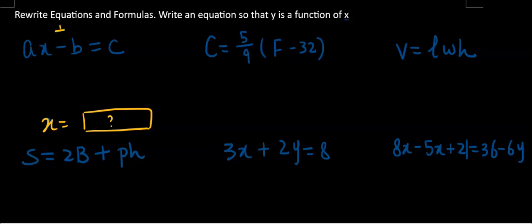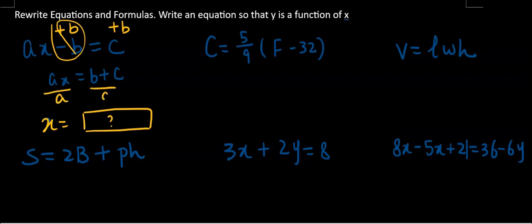Alright, so our goal is to isolate x. If we want to isolate x, we want to get rid of b. To get rid of b, there's minus b, so we're going to add b to each side and cancel out. We have ax is b plus c. We want to isolate x, so divide by a on each side. Now we got it. We can erase what we don't need, and we got our final solution. x is b plus c over a.